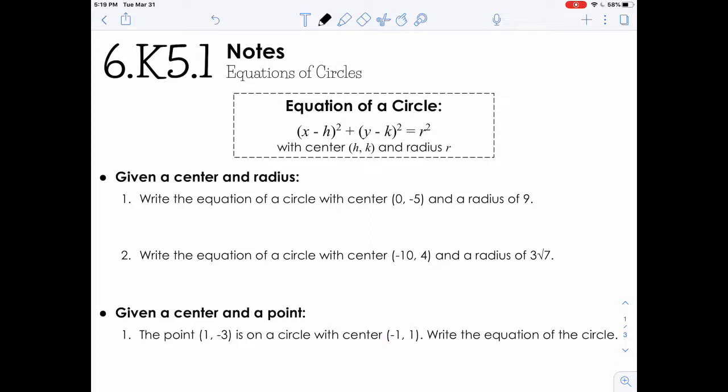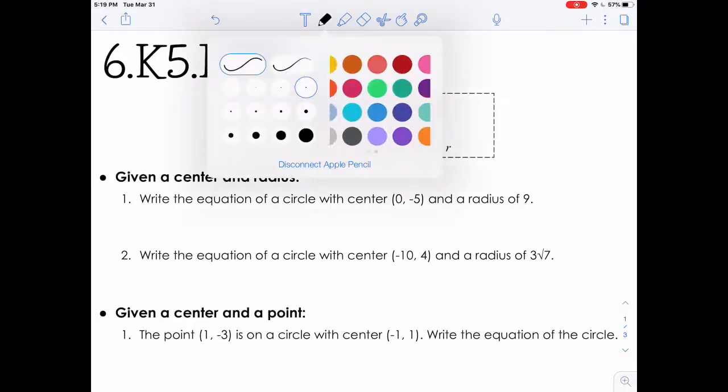Now, we are going to get back to learning today with a new standard and our final standard for this unit, believe it or not, which is over equations of circles. So let's go ahead and write that on the top of our papers. It is standard 6.K5.1. And we are learning about equations for circles.